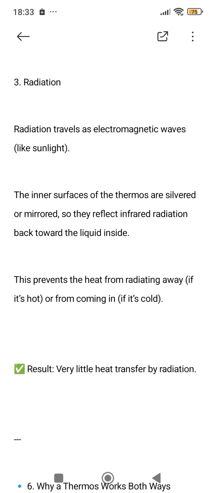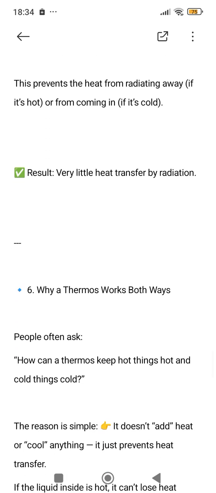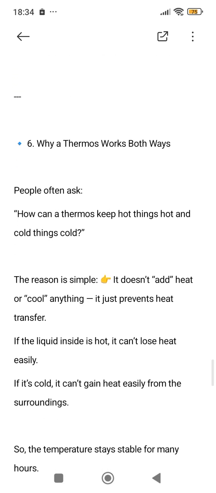Number 3. Radiation. Radiation travels as electromagnetic waves, like sunlight. The inner surfaces of the thermos are silvered or mirrored, so they reflect infrared radiation back toward the liquid inside. This prevents heat from radiating away if it's hot, or from coming in if it's cold. Result? Very little heat transfer by radiation.